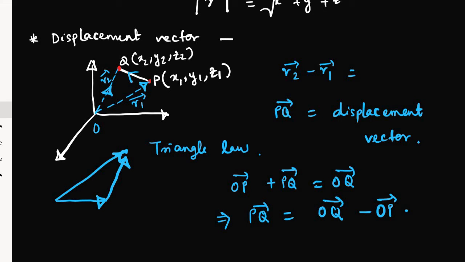That's it. That means what is OQ? OQ is R2, as I said. So this one is the resultant vector PQ. This will be equal to the PQ vector. Now how to find it out?